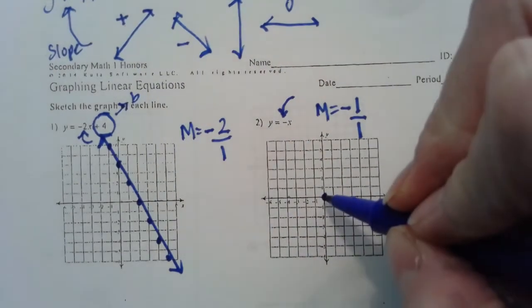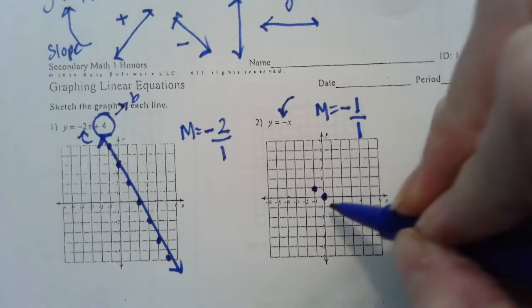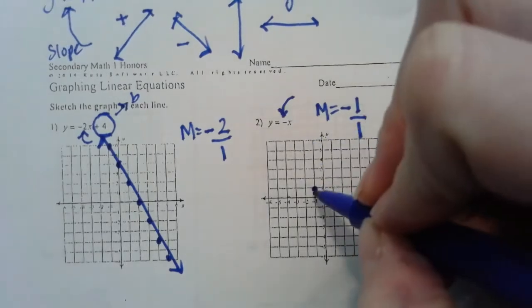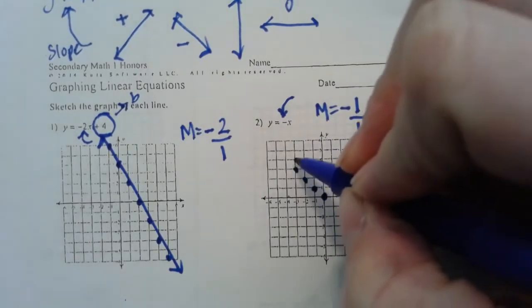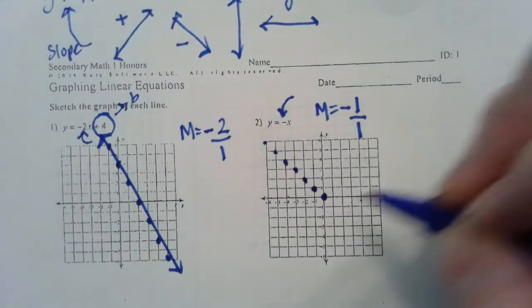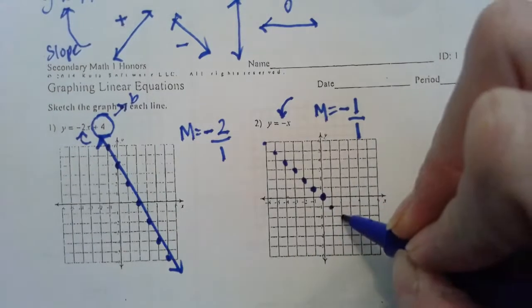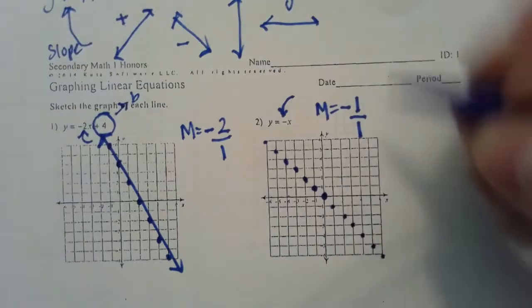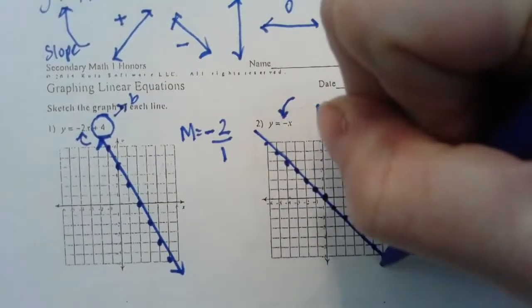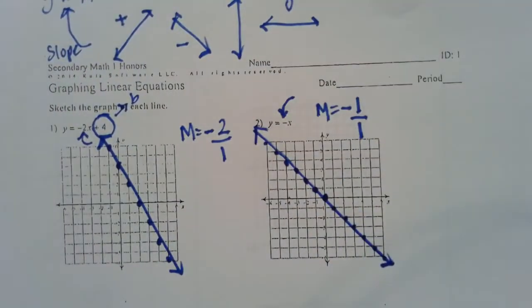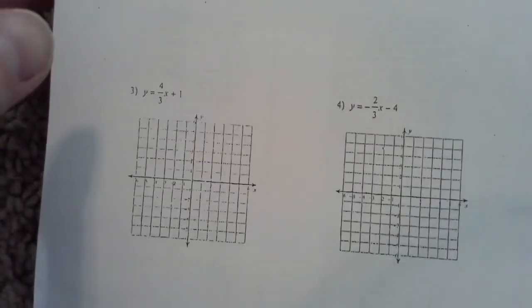So if I went up 1 and then over 1, I'd have to go this way to make a decreasing graph. Up 1, over 1, up 1, over 1, up 1, over 1, all the way across. And then I can go back to my beginning and then down 1, over 1, down 1, over 1, down 1, over 1, all the way across. Make a nice long line with arrows at the ends. Okay, so these are both negative slopes.